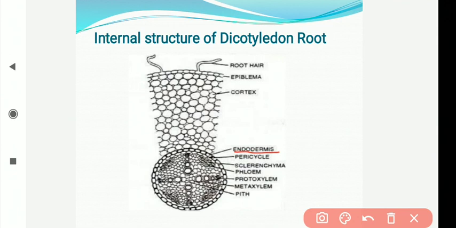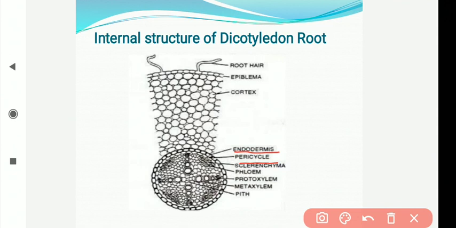Now, the next region, that is stele. The stele is differentiated into pericycle, vascular bundle and pith. Now, this is the pericycle. Inside the endodermis there is a single layered pericycle which has thin walled and parenchymatous cells. It lies just below the endodermis. The pericycle is capable of meristematic growth and it gives rise to lateral root primordia and parts of the vascular cambium.